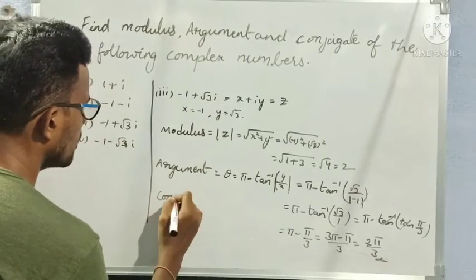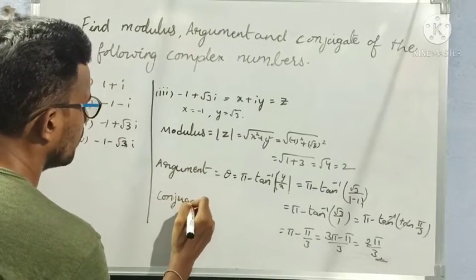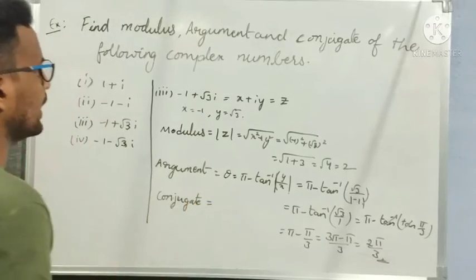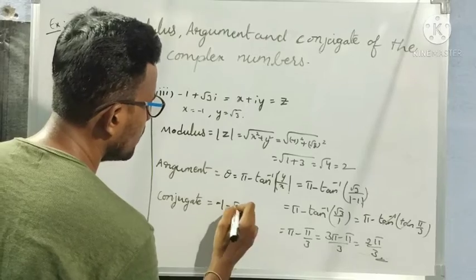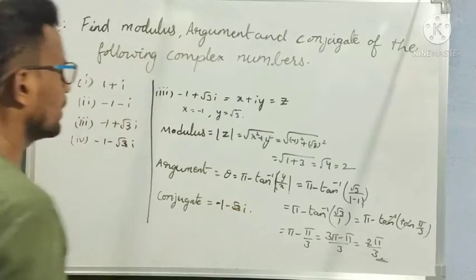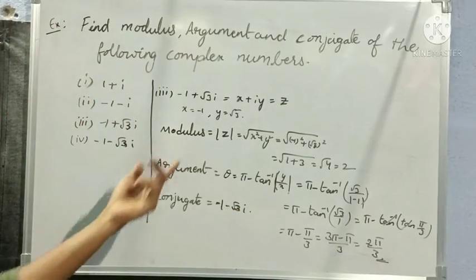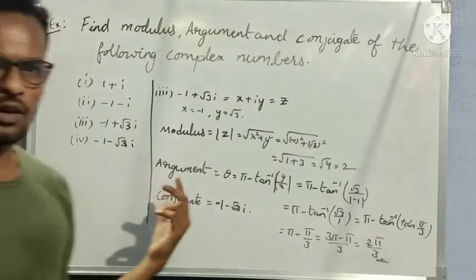Next, conjugate. As I said, conjugate means in the place of plus you have to take minus, only for i. So here minus 1 plus root 3 i, so my conjugate is minus 1 minus root 3 i. In the same way you solve the fourth one also. The fourth one is your homework.